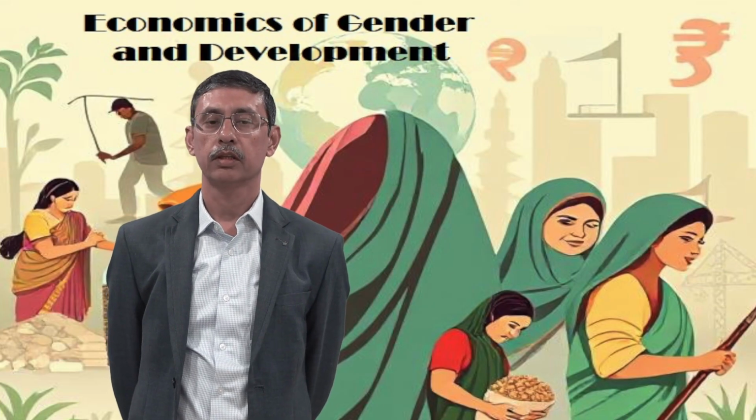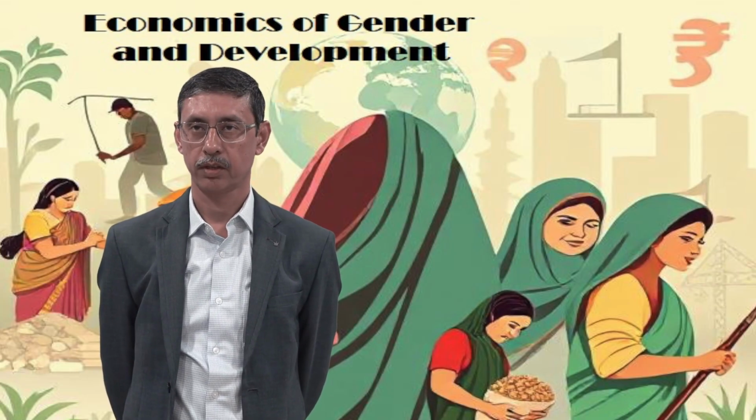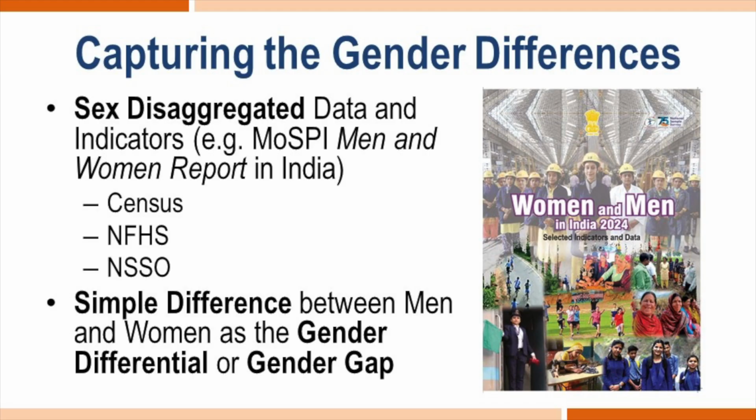If we try to capture gender differences, there are different ways of doing it. The simplest way of doing it includes sex disaggregated data and indicators. A lot of indicators are provided for men and also for women. Suppose the education level of women vis-a-vis the education level of men, and that difference becomes visible, showing the achievement of men vis-a-vis that of women. We can also see, for example, the labor force participation rate of men versus that of women. So that's sex disaggregated data.